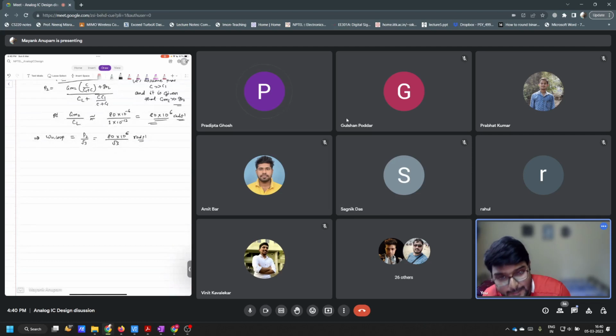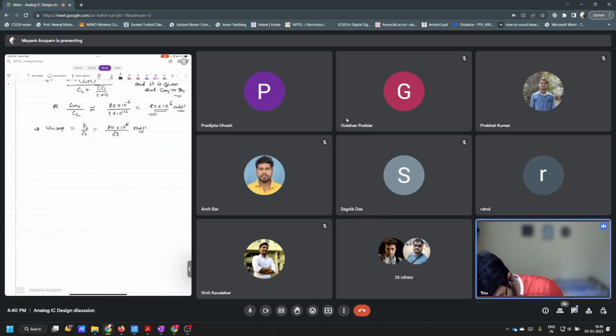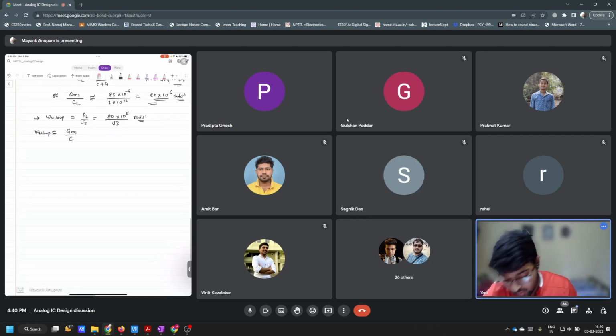And what is omega u loop in terms of the parameters? Approximately GM1 by C. From these two, you can calculate C, right? So C is equal to GM1 by omega u loop.